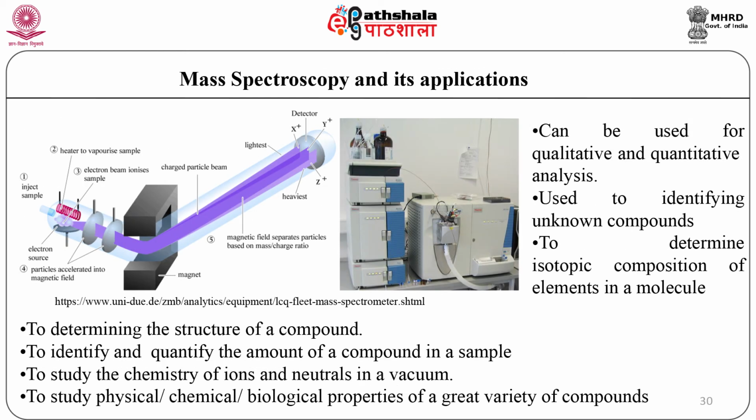Mass spectroscopy applications. Mass spectroscopy can be used for quantitative and qualitative analysis. It is used to identify unknown compounds from various samples. It is used to determine isotopic composition of elements in a molecule. It is also used to determine the structures of compounds. It is used to identify and quantify the amount of compound in a sample. It is also used to study the chemistry of ions and neutrals in a vacuum. It is also used to study physical, chemical and biological properties of a great variety of compounds.